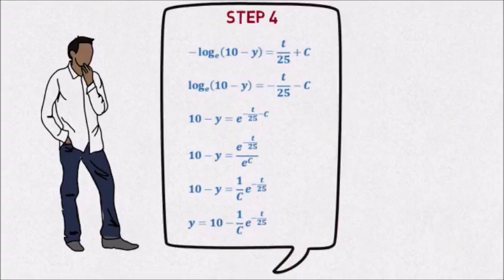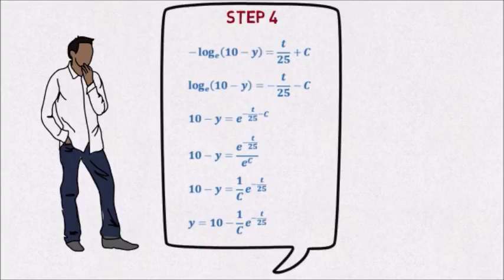Now for step 4. After we have integrated the left side of the equation, we will integrate the right side of the equation, which is the integration of 1 over 25 dt, and the answer is t over 25 plus c. So combining the left side and the right side of the equation, we will have negative log 10 minus y base e equals t over 25 plus c.